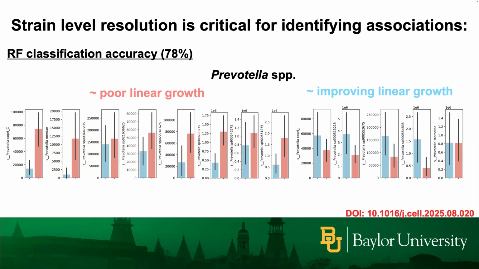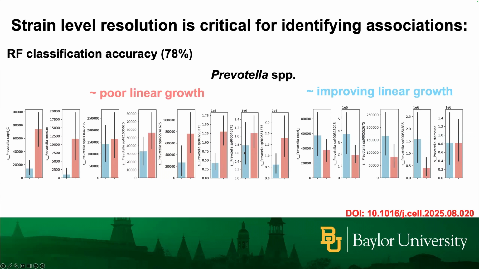What this allowed us to do is apply machine learning, because we had a larger sample size, and we could classify whether children had improving or worsening linear growth at 78%. And we are hopeful that this will increase with additional samples.